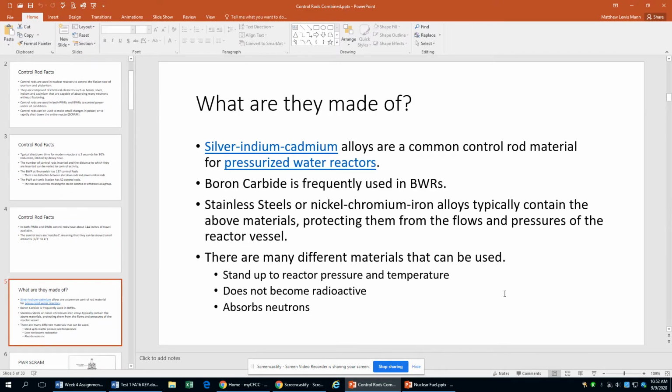So what are we going to make them out of? For a PWR, they like to use silver, indium, and cadmium as their neutron absorber. In our BWRs, we use boron carbide, which is a solid this time, so that it can't melt or anything like that and cause problems, leak out of the control rod. So we do like to use boron carbide. So the physical blade of the control rod is going to be made of, having a hard time here.